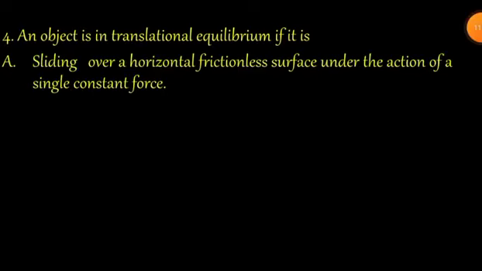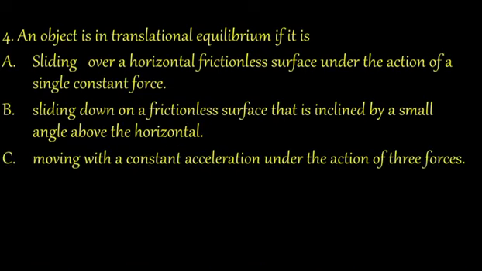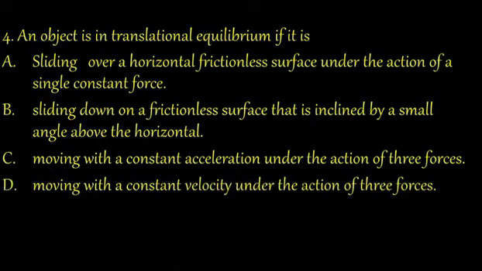Question number 4. An object is in translational equilibrium if it is: A. Sliding over a horizontal frictionless surface under the action of a single constant force. B. Sliding down a frictionless surface that is inclined by a small angle above the horizontal. C. Moving with a constant acceleration under the action of 3 forces. D. Moving with a constant velocity under the action of 3 forces.